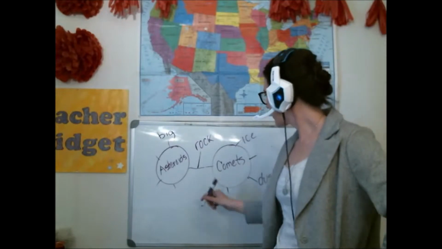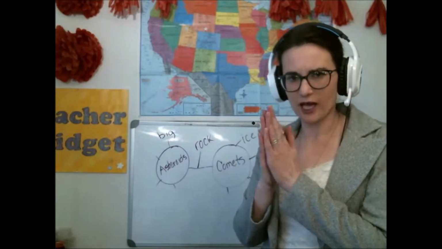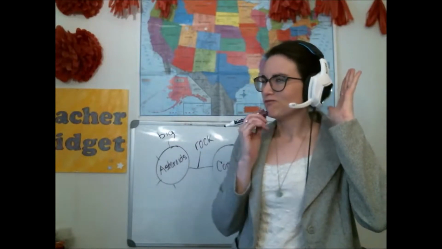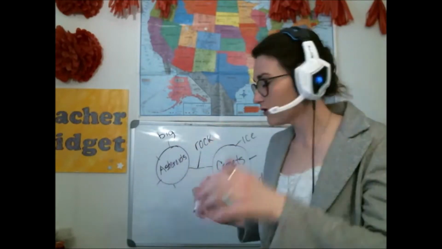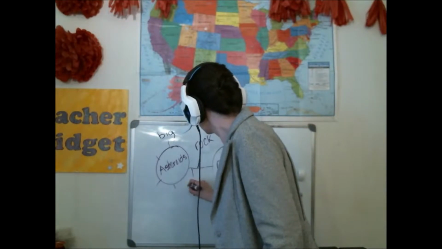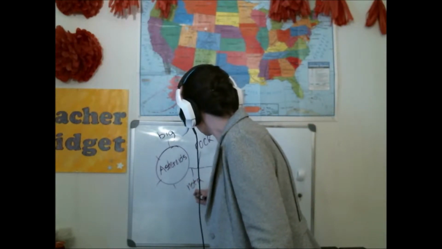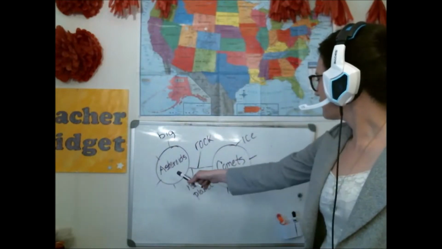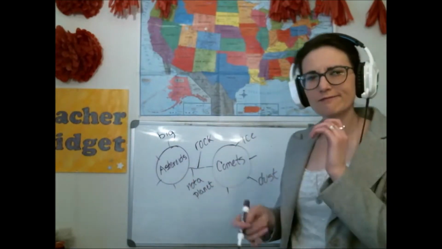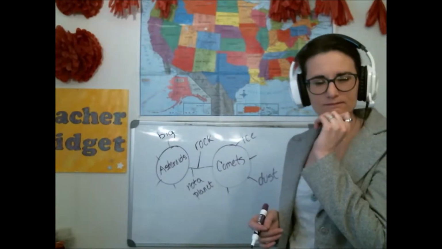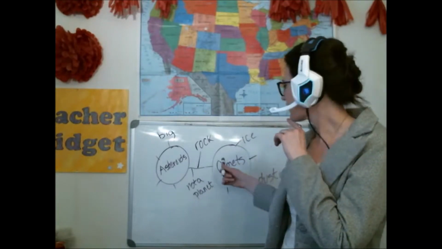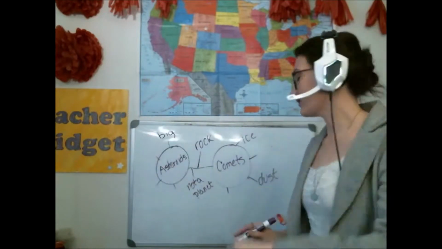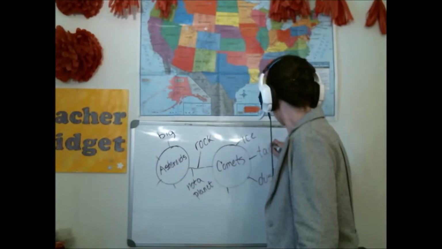Okay, let's think of one more way that they're the same or similar. They're not a planet. Okay, good. That's a good detail, Jenny. Not a planet. Excellent. Let's think of one more way that they're different. What do comets have that asteroids don't? They have a tail. Yes, thank you. Thank you, Kitty.